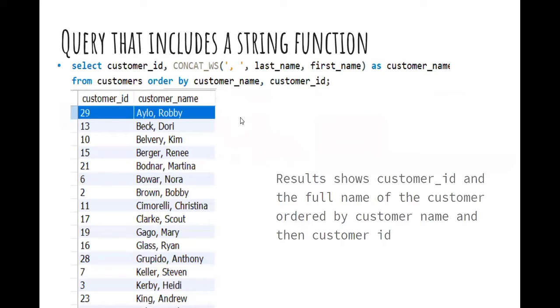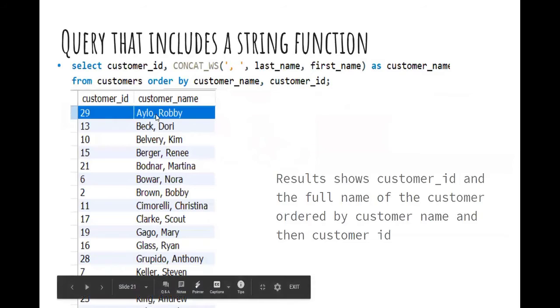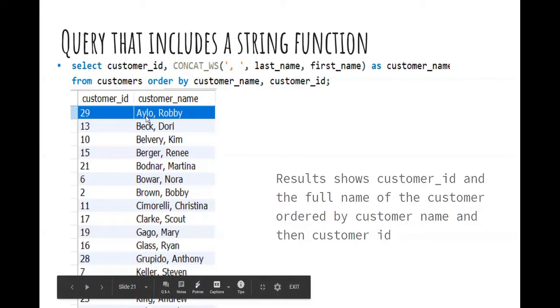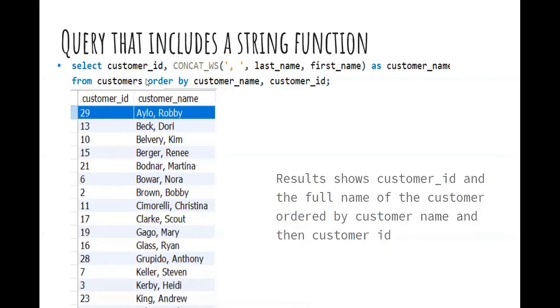This query uses a string function that displays the customer ID in one column and the customer name in another column, separated by a comma. The concat function is used to separate the last name and the first name of the customer, and it is ordered by the customer name and then the ID.